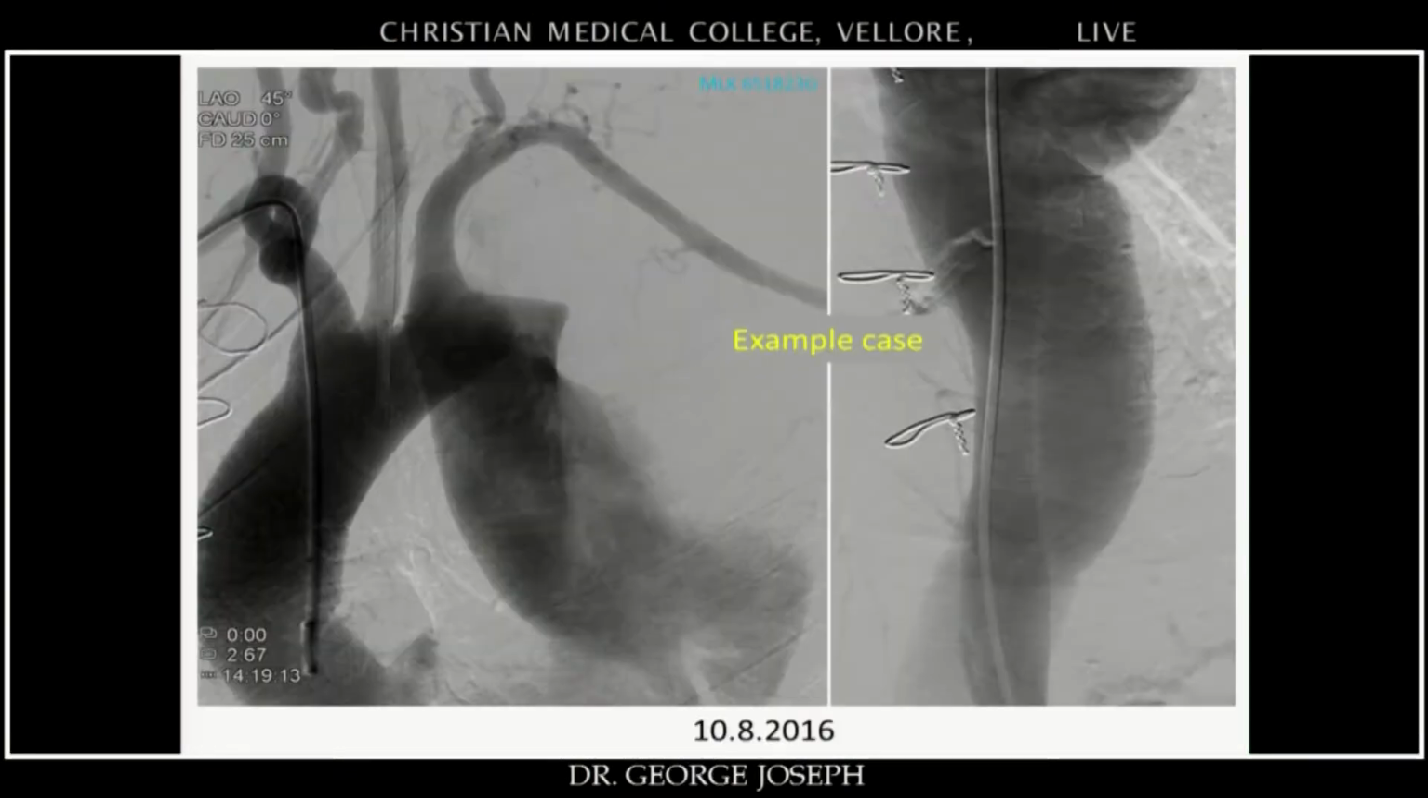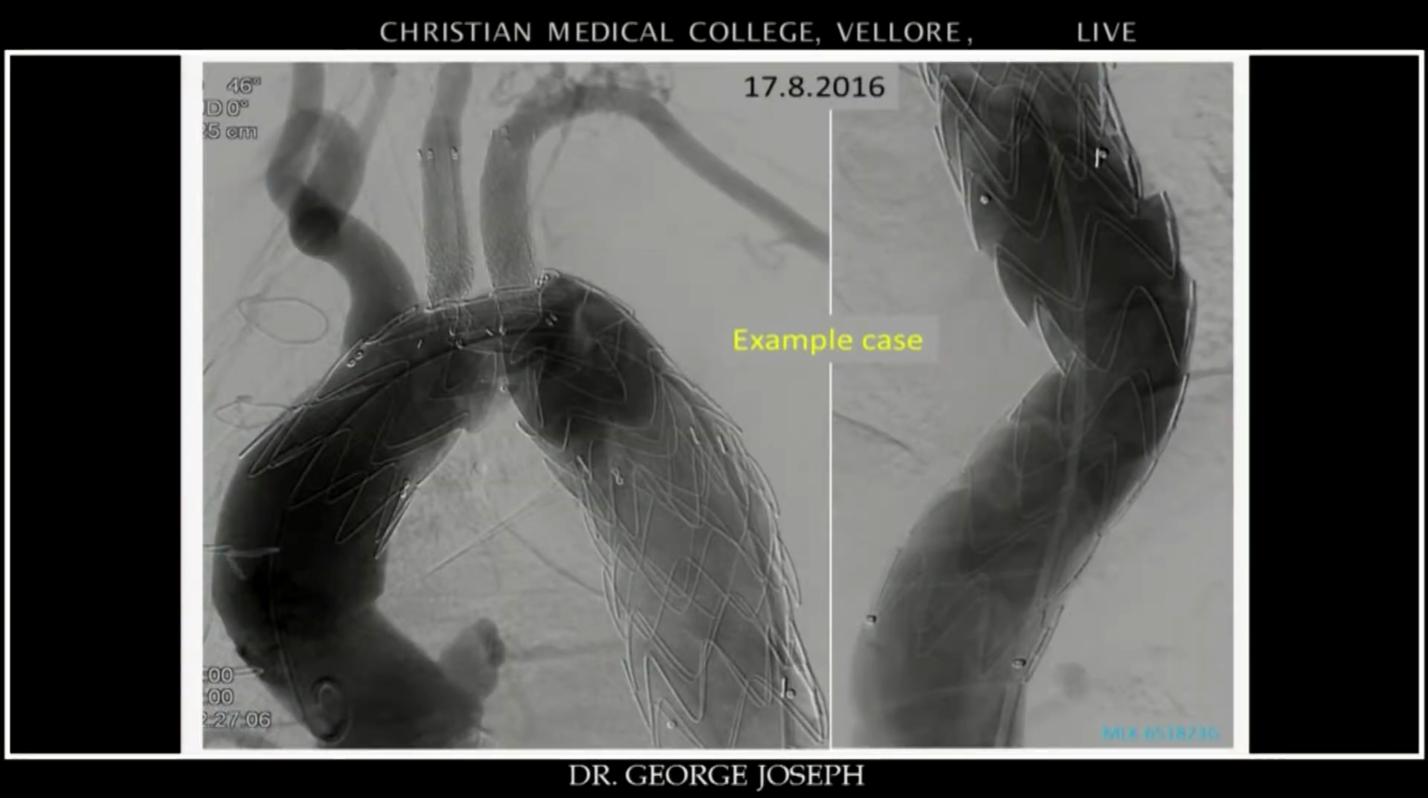Next slide, please. So I'll just show you what we're trying to do. This is an example of a case we did last year, a similar type B dissection extending down the aorta with a large false lumen. Next slide. And next slide. Yeah, this is what we plan to do.